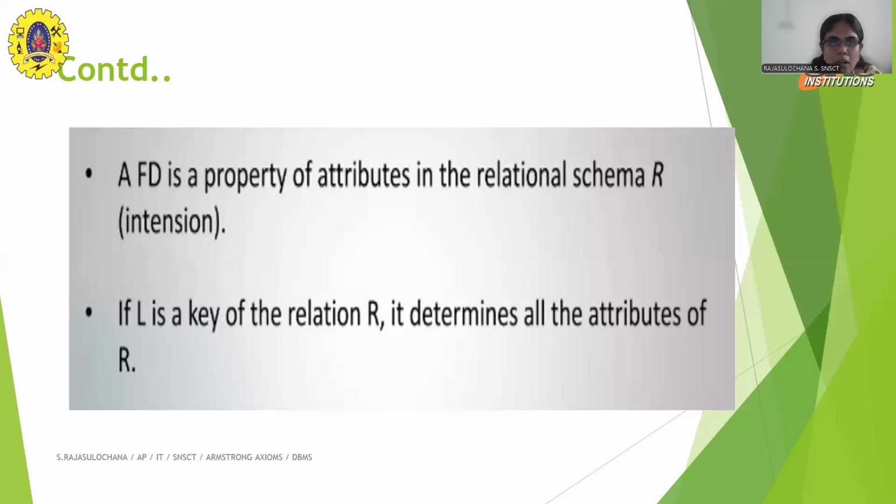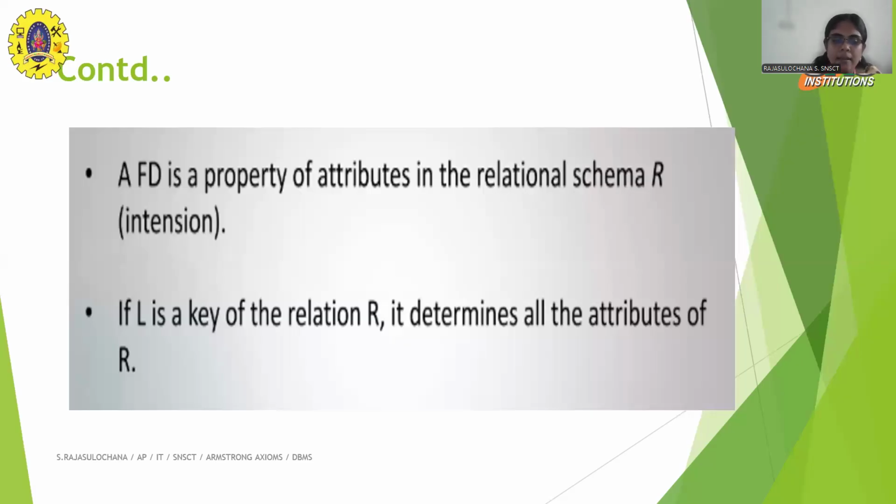One example for non-trivial functional dependency is roll number and name determines age. Here age is not dependent on roll number and name. Given a roll number and name, I cannot say this particular roll number will have only this particular age. So here age is a dependent attribute which is not a subset of roll number and name. So this is an example for non-trivial functional dependency.